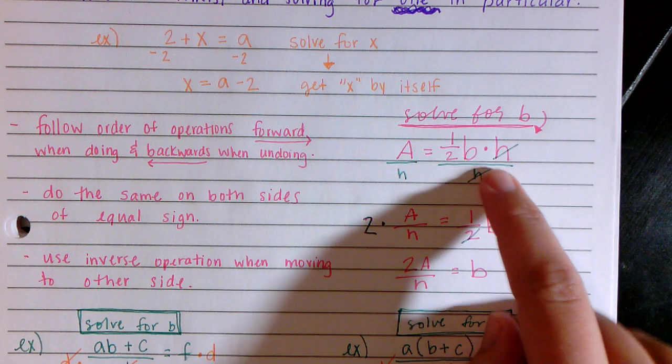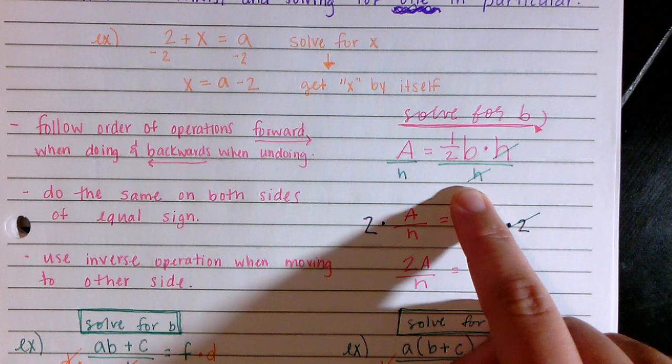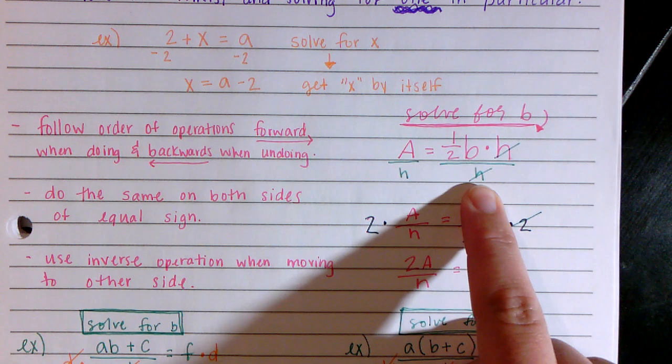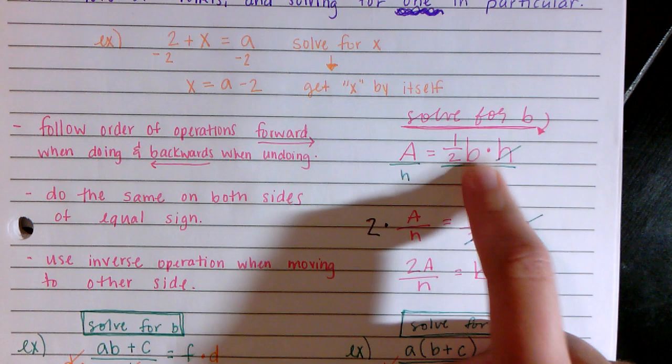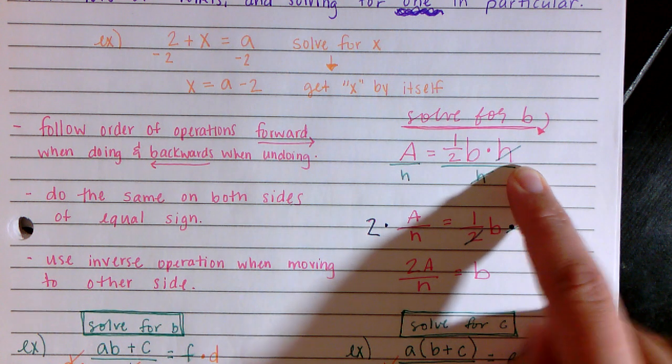I've seen some of you guys try to get things away from your letter and you divide by your letter. So if we were trying to get b by itself right here, some of you guys would have divided by b. That gets rid of b. We're not trying to get rid of b, we're trying to get rid of h. So be careful what you get rid of.